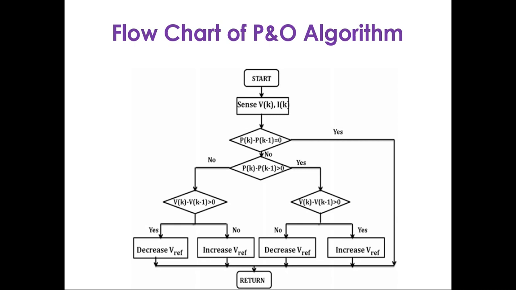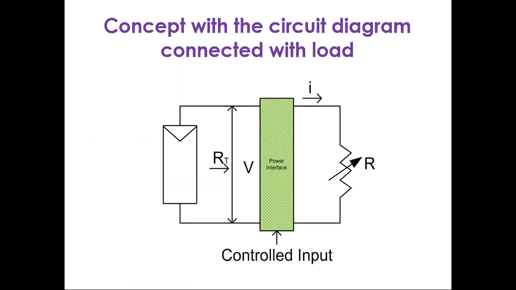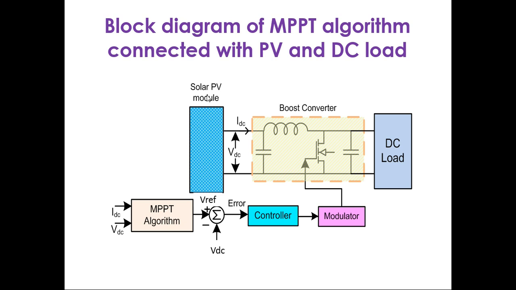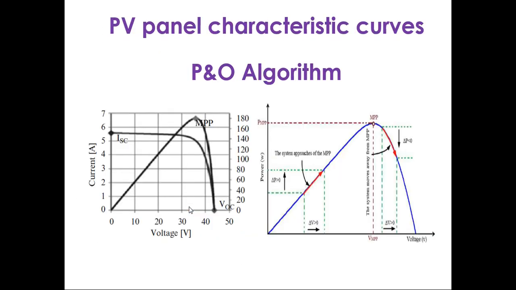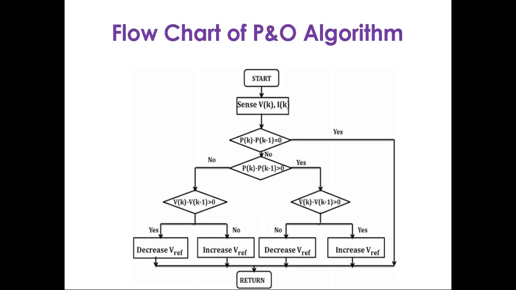In this flowchart of the algorithm, the voltage and current are sensed and given to the MPPT algorithm. Then we compute the power, power equals V into I. This is our current power, and this is my past power. If they are the same, then we keep the same duty cycle or same reference voltage, and hence the same duty cycle. If not, then there are two possibilities.